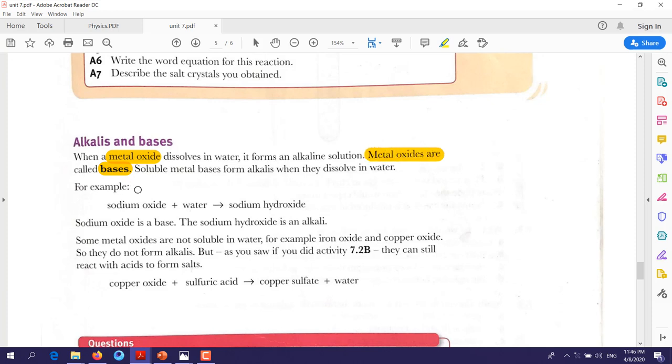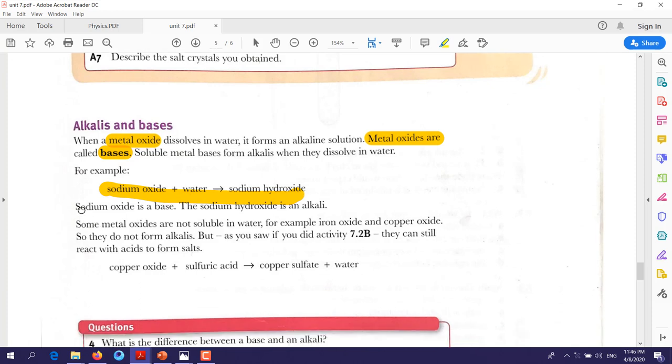For example, soluble metal bases form alkalis when they dissolve in water. Here is an example: sodium oxide. Why is sodium oxide a base? Because, as we said, its chemical structure is metal plus oxide. So a base is any chemical compound whose chemical structure consists of metal oxide.